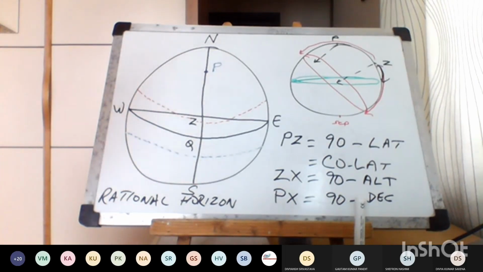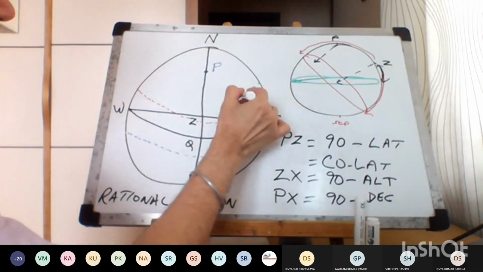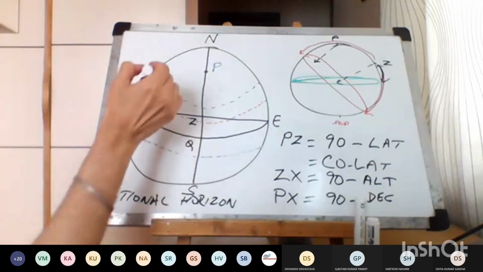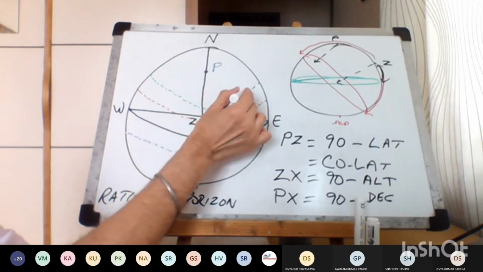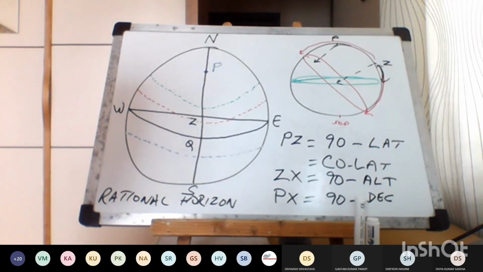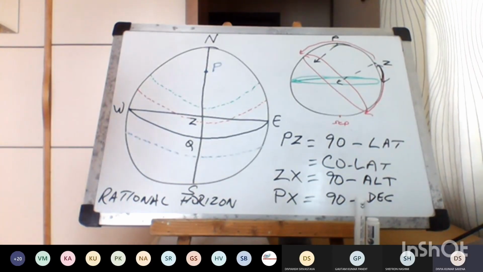If the declination is more than the latitude, then how will the body travel? The body will travel like this. It's very important, gentlemen, for you to understand this point now. If the declination of the body is more than the latitude, the body will travel like this. Because when it crosses the meridian, what will be the bearing? 0. Bearing will be north, 0 degrees.